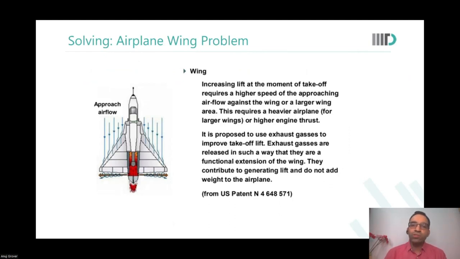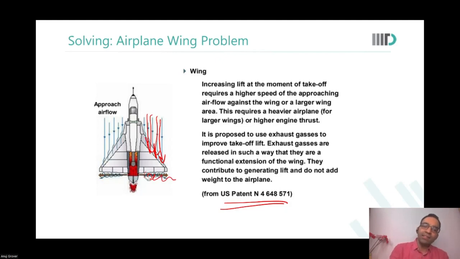The principle was solved, the problem was solved by actually moving the air near the wings in a spiral manner. This is a US patent. So they moved the air in a spiral manner. Air would enter over here, enter the wings from here, and it would go out in a spiral manner.